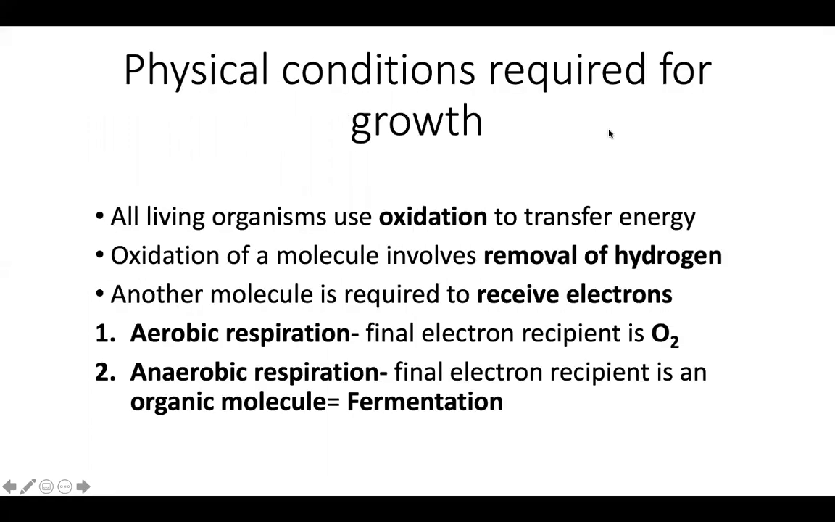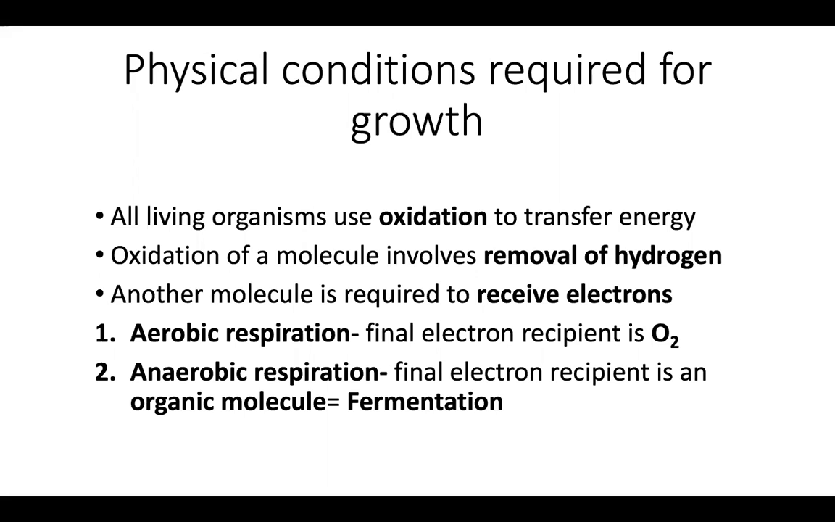So the physical conditions required for growth, and this growth usually is growth in the lab, as we shall explain when you're talking about how we detect which bacteria is causing, for example, pneumonia in this patient. You need to grow it in the lab.